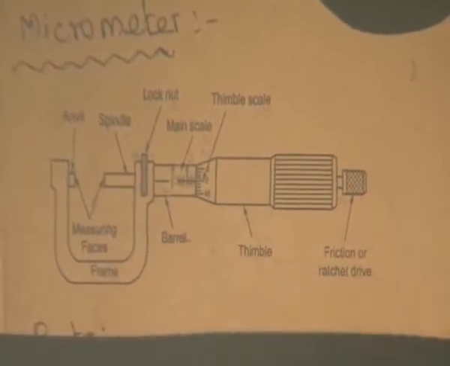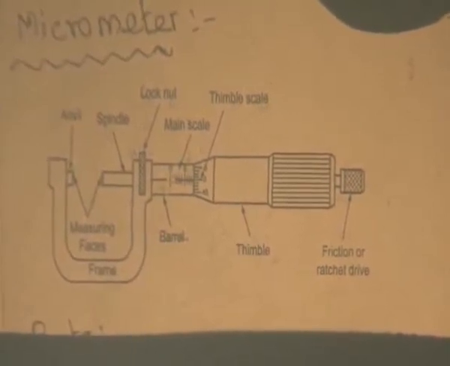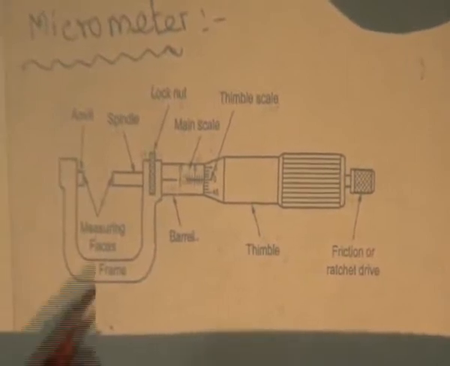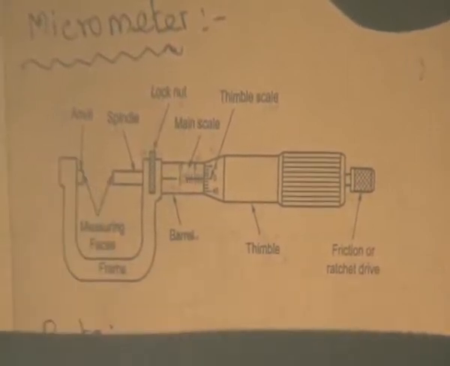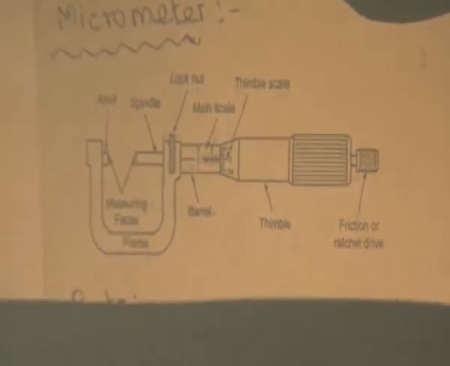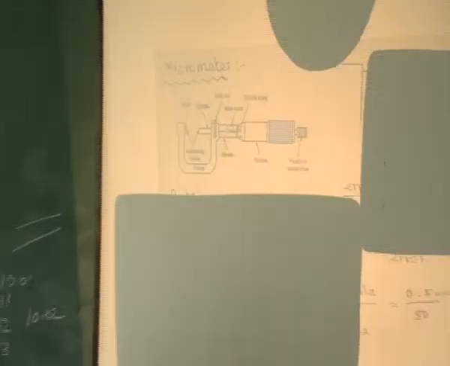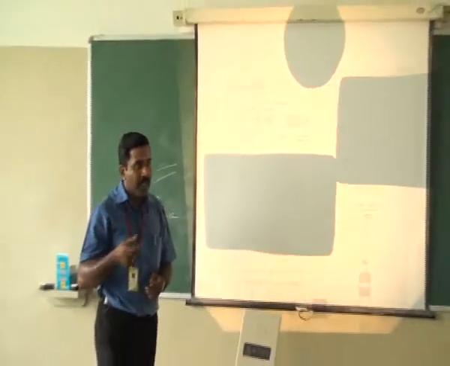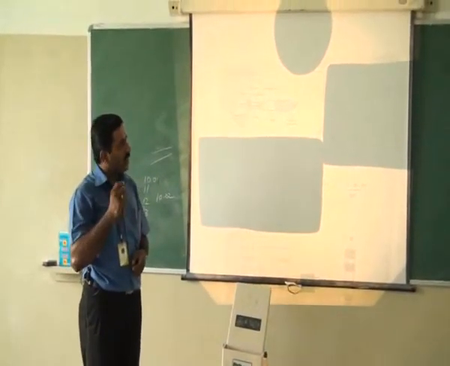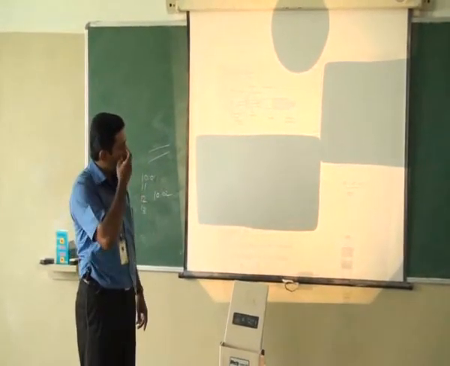Now we are using the ratchet drive. It will rotate, and when it touches the component, it will make a sound. Then we have to stop and give the pressure on the component. Then we are getting the value. So this is the method to measure the component by using the micrometer. For more accuracy, we use micrometers. We measure the external diameter, thickness and height by using these micrometers.